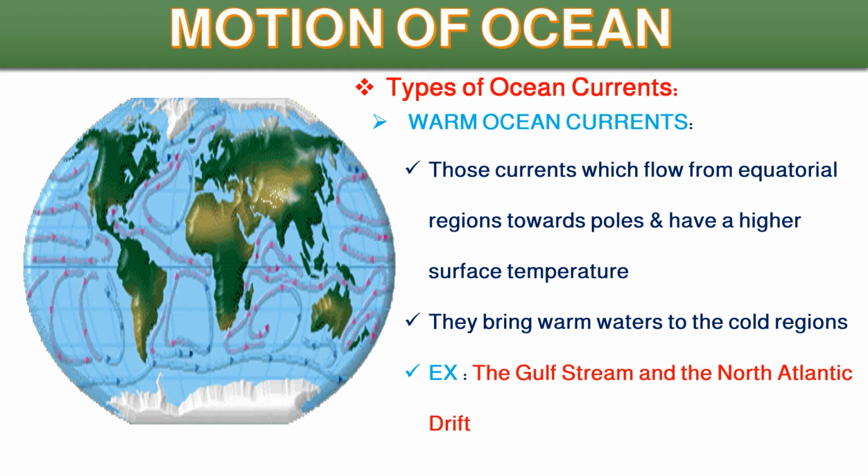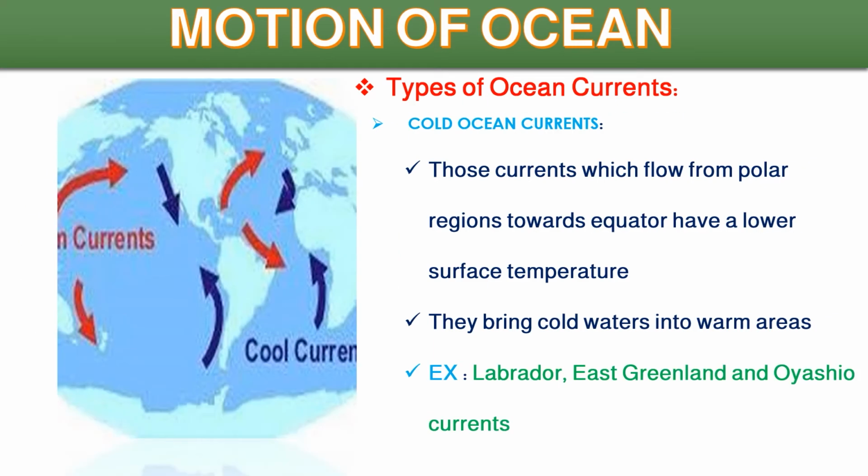What are the examples of warm water currents? They are the Gulf Stream and the North Atlantic Drift. Please remember this, as this question has been asked many times in various competitive examinations. The next one is cold ocean currents.